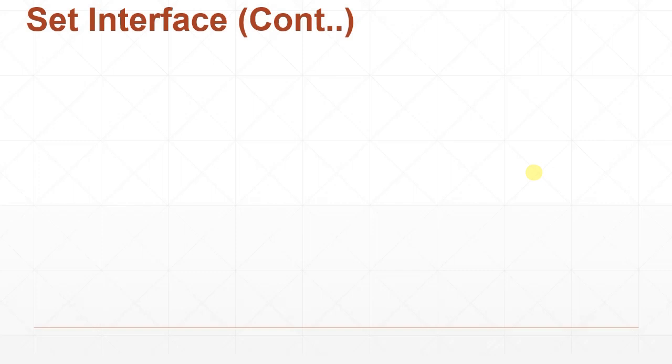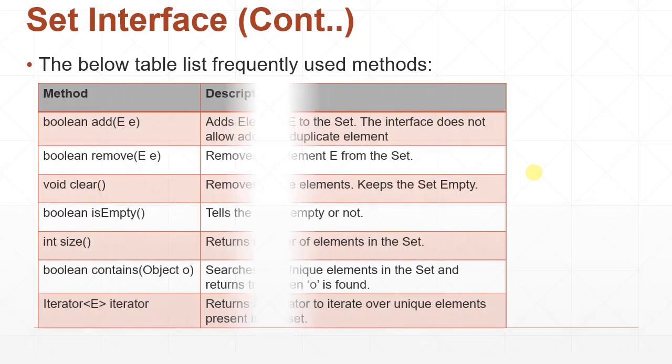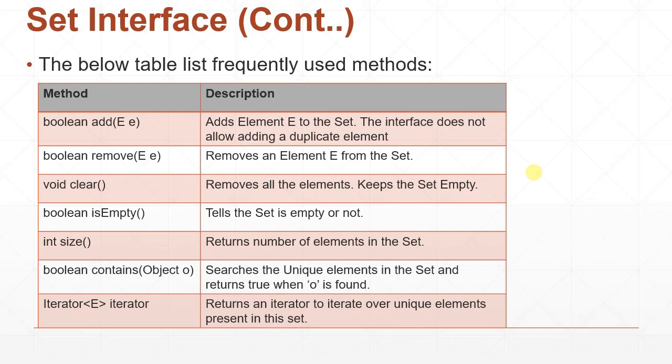Let's see a quick overview of the methods exposed by the set interface. The table below lists frequently used methods, and the methods are pretty much the same as what we saw previously. The add method adds an element and remove removes an element. Clear will clear all the elements. isEmpty checks whether the set is empty or not, and size returns the number of elements presently available in the set. The contains method tells whether the supplied object o is part of the collection. And then you can retrieve the iterator and iterate over the elements. In the last two videos we talked about iterator and list iterator. Here you can take an iterator by calling the iterator method and iterate over the set.